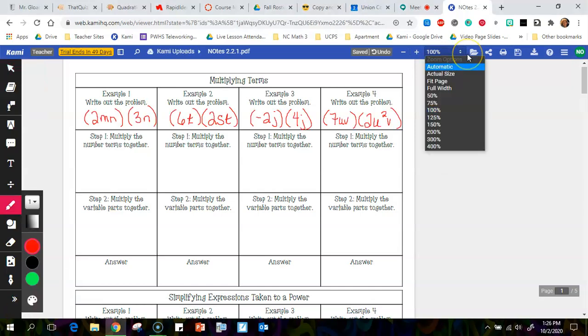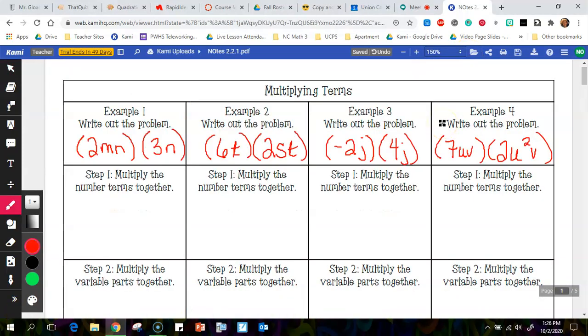Okay, I paused my recording just to write in the problems that we're going to be working with at the top. So this first section, what we're doing is we're working with the problem at the top and then we're going through some steps. We're going through 2 steps and then writing the answer at the bottom. So each of these problems is a separate example.